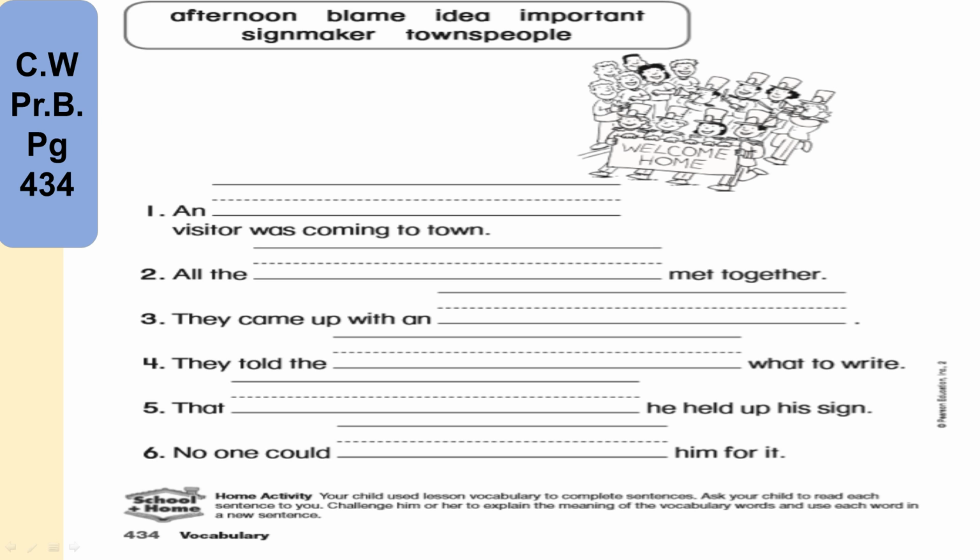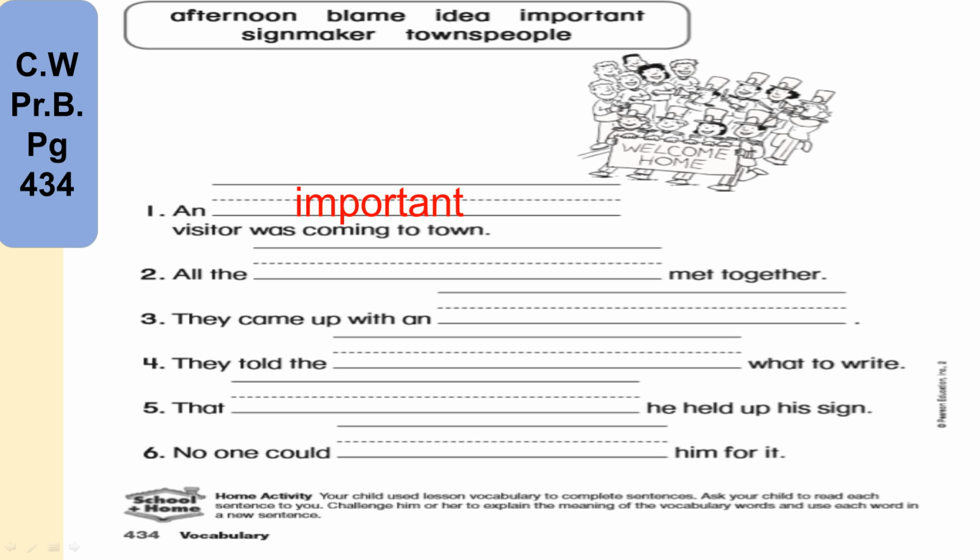Is it afternoon, blame, idea, or important? Who can tell me the answer, kids? Yes, correct. An important visitor was coming to the town. Maybe he's a king, a prime minister, I don't know. So an important visitor was coming where? To the town.